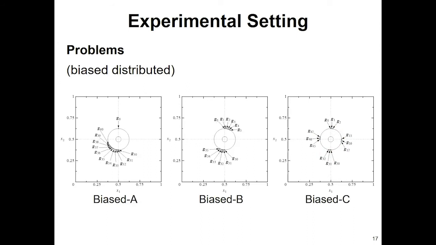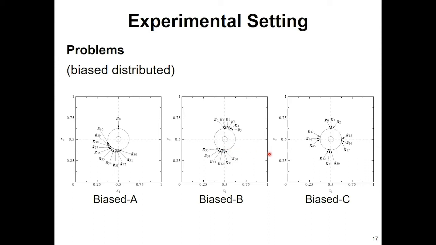Second, this is a biased placement. The 12 goals are placed biased on the circumference. In biased A, one goal is isolatedly positioned from others. Biased B has two groups of goals, and the two groups are positioned on the opposite side. Each group has 6 goals, and they are densely distributed.